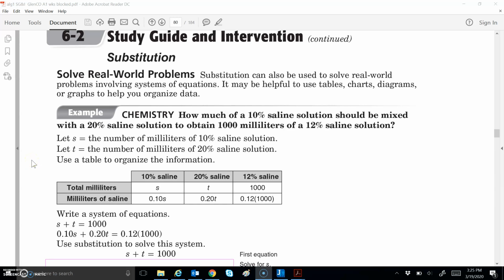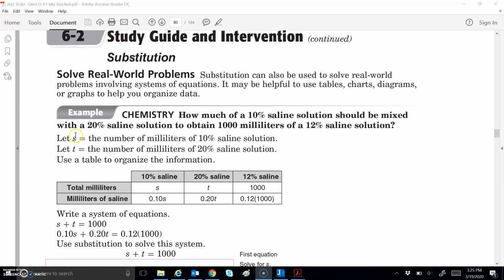Alright, we can solve real-world problems using substitution. So we might need a table or a chart, diagram, or something to help organize our thoughts. Alright, chemistry. How much of a 10% saline solution should be mixed with a 20% saline solution to obtain 1,000 milliliters of a 12% saline solution?